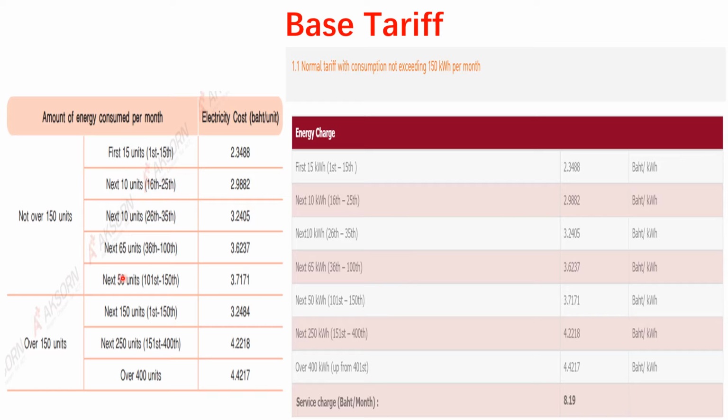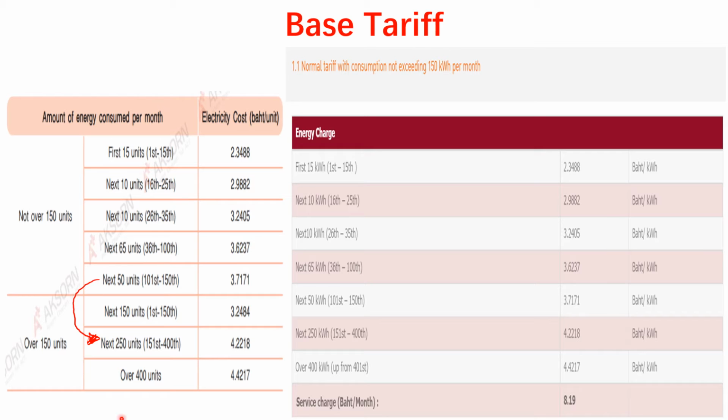In your book, the table only ends at next 50 units, right? However, on the website it goes until over 400 kilowatt hour. So in your book, I want you to focus: after next 50 kilowatt hour, you are going to go with next 250 kilowatt hour. That means after this one, we are going to jump to this one.